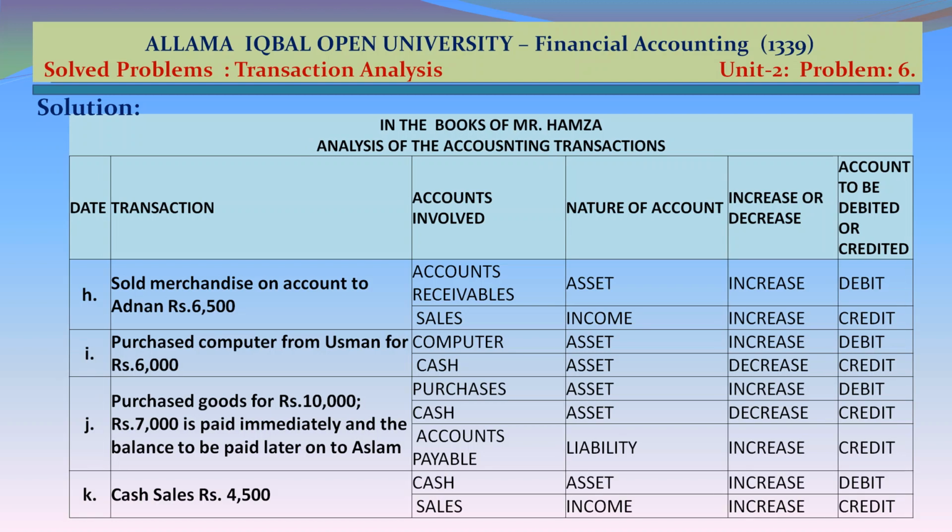K. Cash sales rupees 4,500. Accounts involved are cash and sales. Cash is an asset account, sales is income account. Cash account will increase, sales account will also increase. Cash account debit, sales account credit.